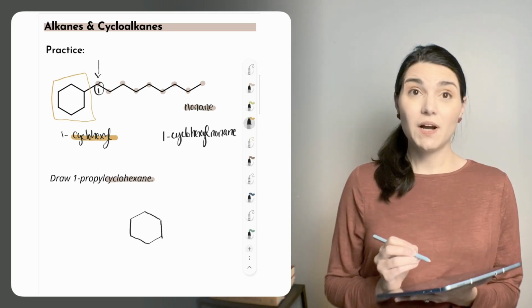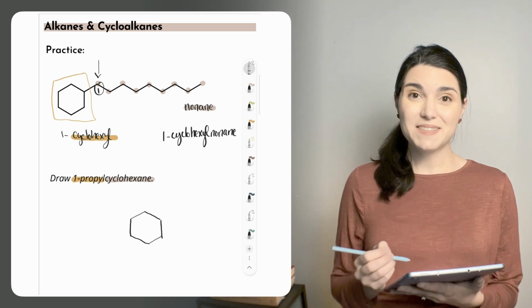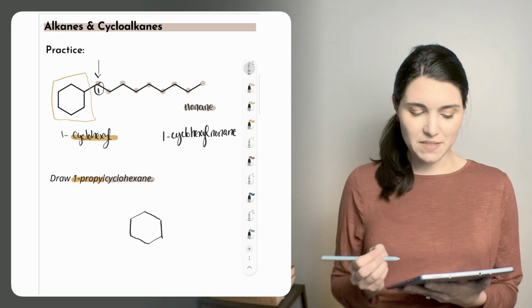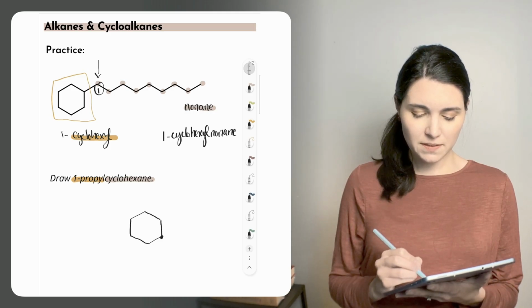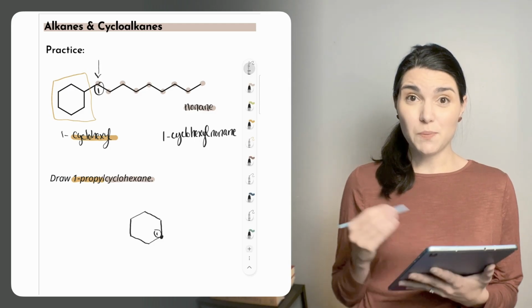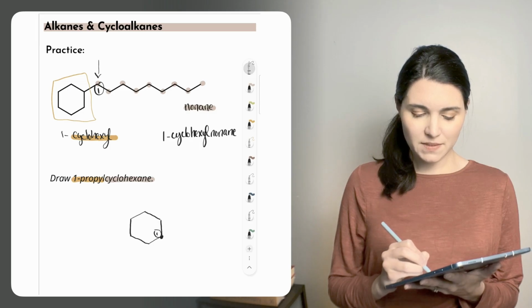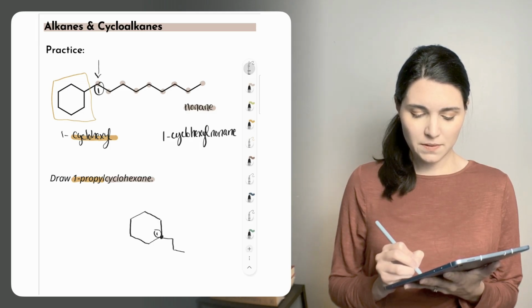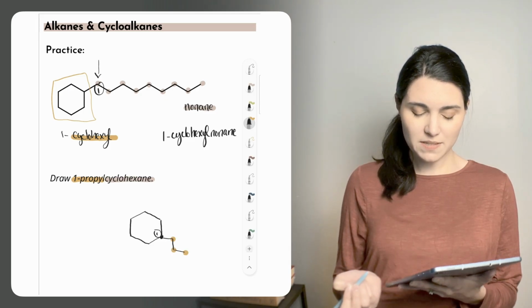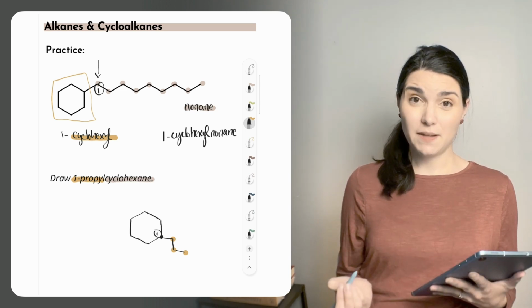And then our substituent is 1-propyl. Because this is a ring and there's nothing else on it, I can choose any of these carbons in the ring to be position 1. So let's just choose this one here. We'll call it 1, and we're going to put on a propyl substituent. Prop is the prefix for 3 carbons, so 1, 2, 3. I'll highlight those so you can see 3 carbons on our 6-carbon parent. So that's 1-propylcyclohexane.